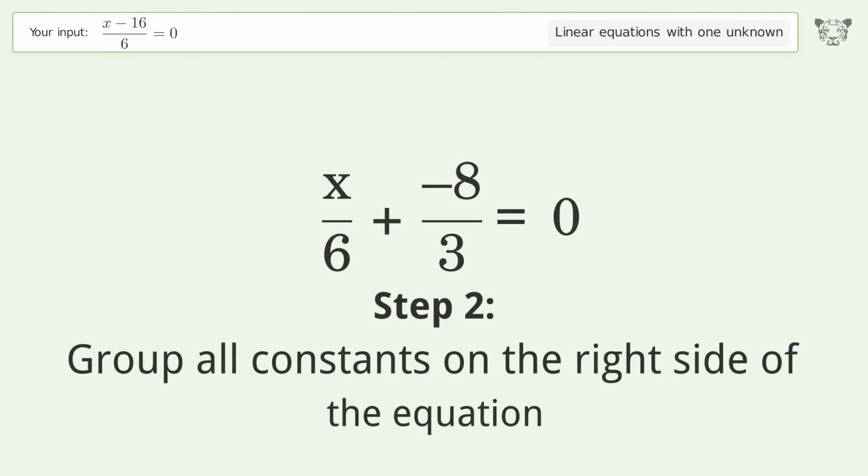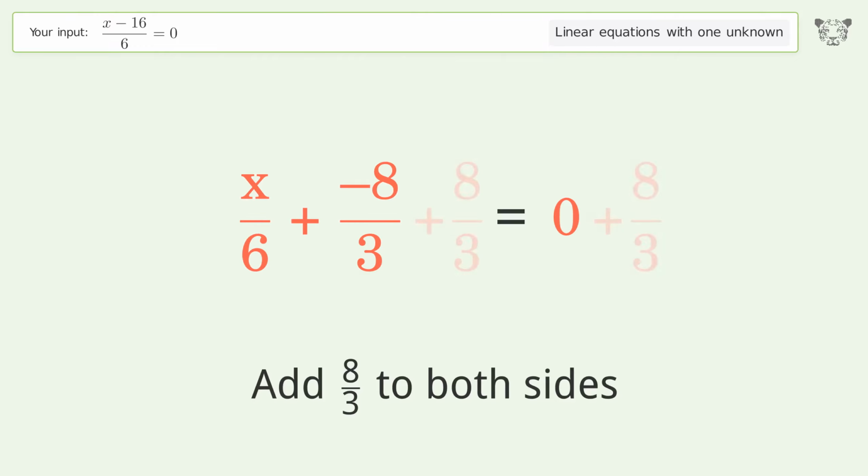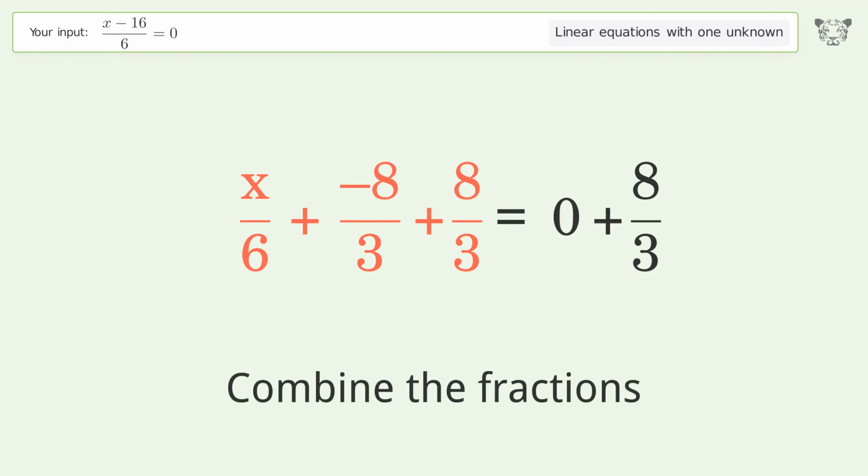Group all constants on the right side of the equation. Add 8/3 to both sides. Combine the fractions.